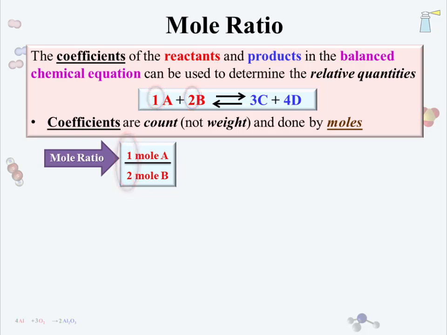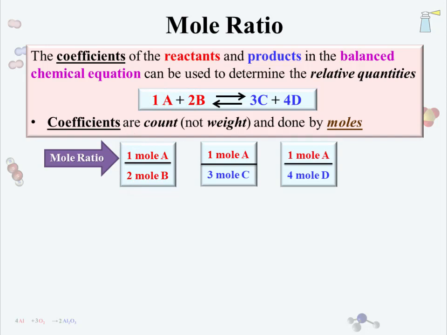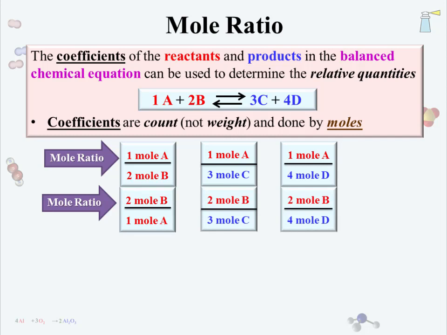Mole ratios with compound A in the numerator can also be made with the other 2 compounds in the reaction, as long as the proper coefficients are included. There is no issue mixing reactants and products in a mole ratio. A mole ratio with compound B in the numerator can be formed with compound A, as well as with compounds C and D, as long as the proper coefficients are included.